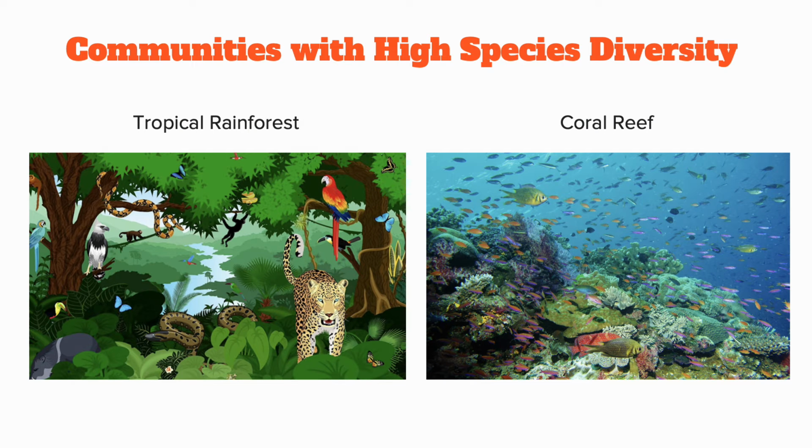Here are two communities that show a high species diversity. The first is the tropical rainforest. So tropical rainforests contain half of the world's species. There are about 5 to 10 million insect species here, and 40% of the world's flowering plant species live in the tropical regions, as well as 30% of total bird species, and the species richness is mostly due to relatively constant environmental conditions.